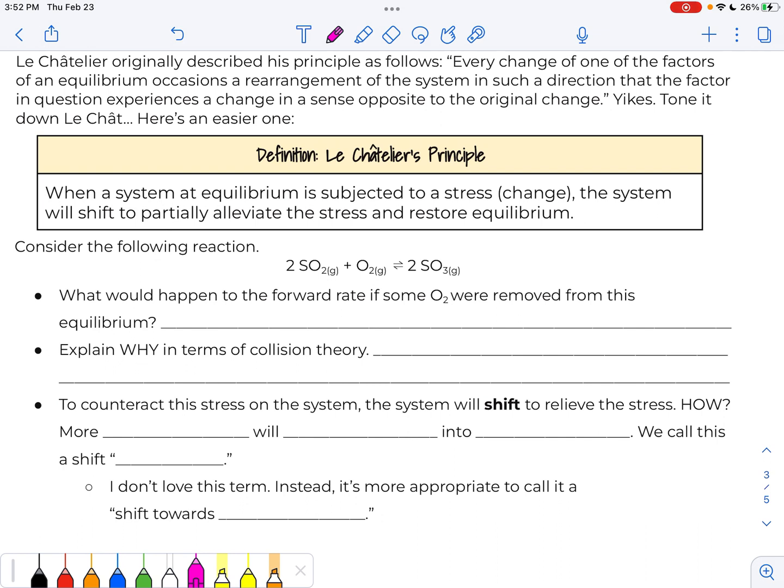Hopefully you shouted, the forward rate's gonna decrease, Miss Lambert. I love how I really feel like Dora the Explorer in some of these videos. So if you take away some of the oxygen, you have less oxygen available in the system, which means your forward rate is gonna decrease. It's going to stop happening so quickly.